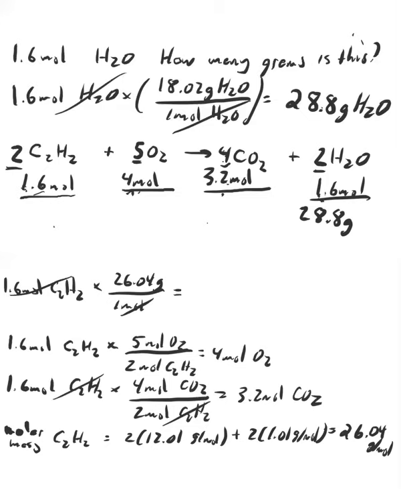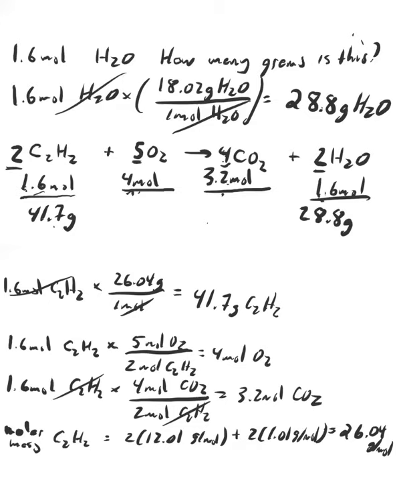So 1.6 times 26.04, you get 41.7 grams of C2H2. 41.7. Okay, so 1.6 moles of acetylene corresponds to 41.7 grams of acetylene. That's how much it would weigh. That's its weight, okay? What about oxygen?